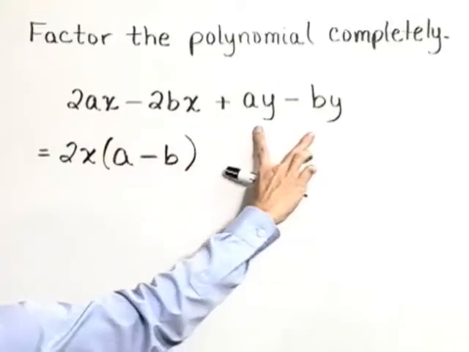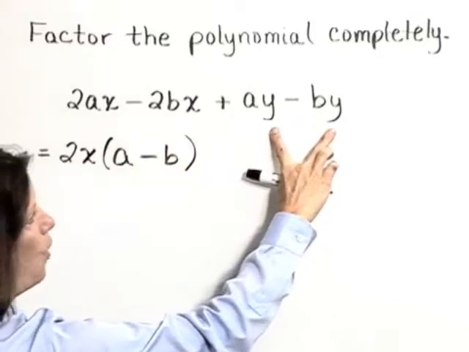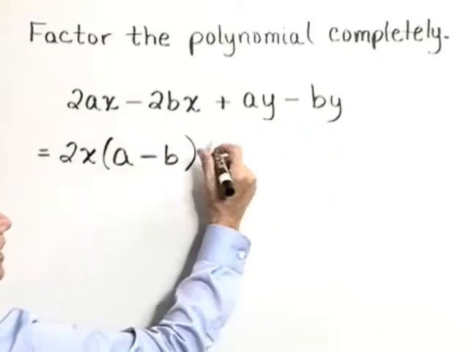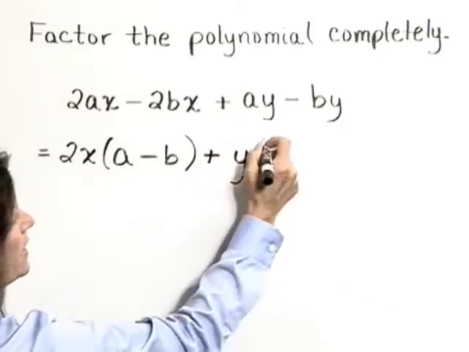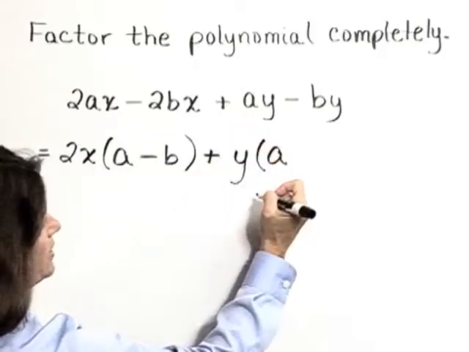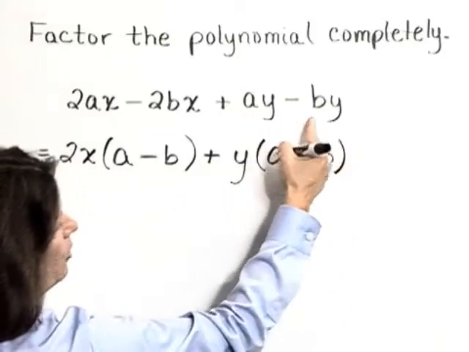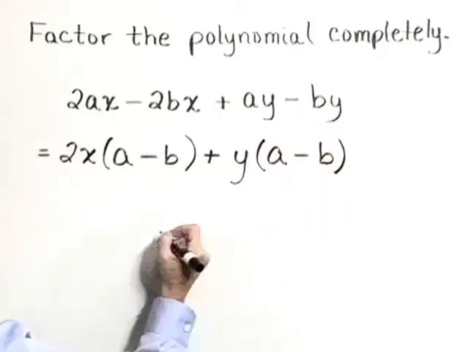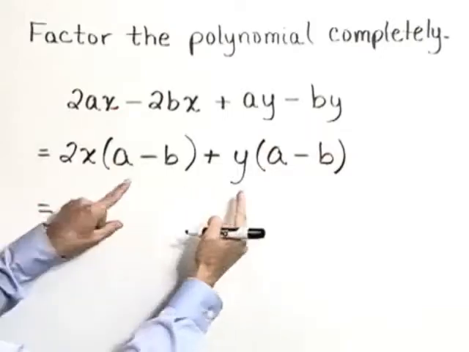Now if we visually look at our last 2 terms and find a greatest common factor, which is y, let's factor that out of those terms. So this becomes y times a to give this ay term, and y times minus b to give our minus by term.